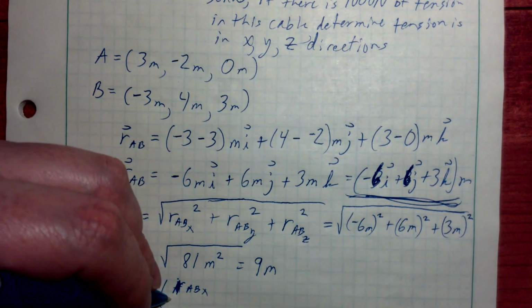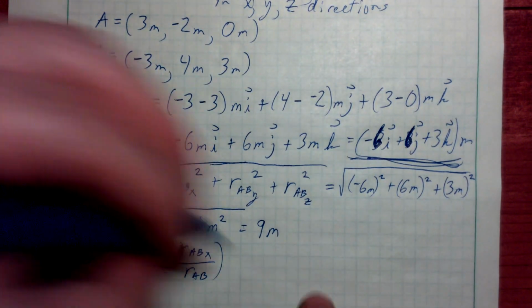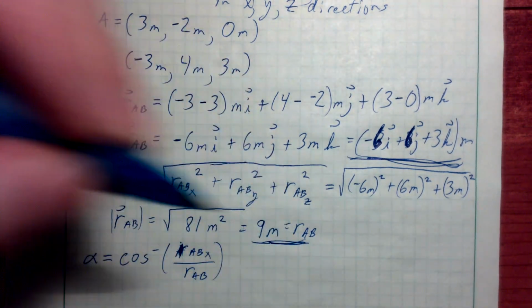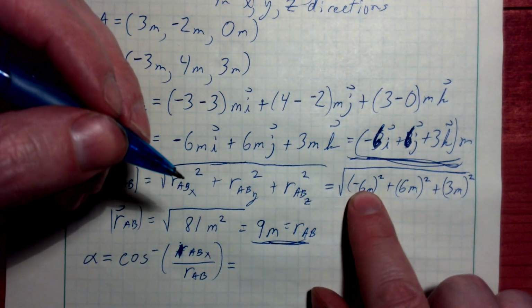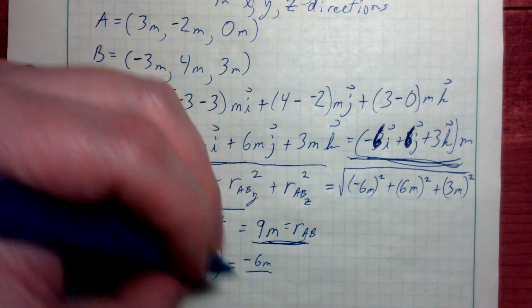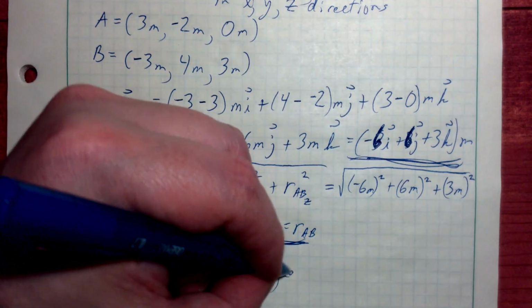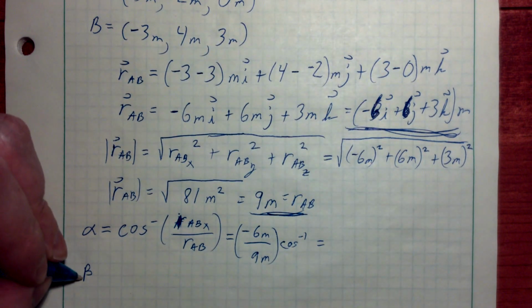ABX divided by RAB, the length of RAB, which we now know is 9 meters. That's the magnitude. So that's one answer it's also looking for. If I take the arc cosine of this quantity, which is minus 6 meters divided by the 9 meter length, I know I should write it in a different order, flip those. I'll let you do that in your calculator. In fact, let's write them all out, and then we can do all those in your calculator.